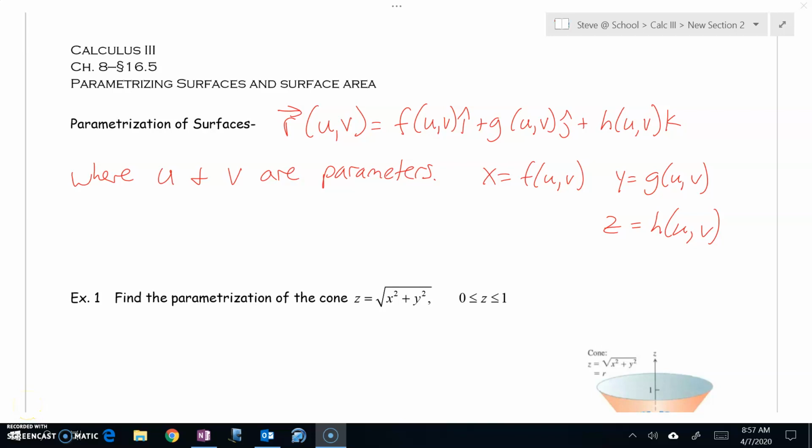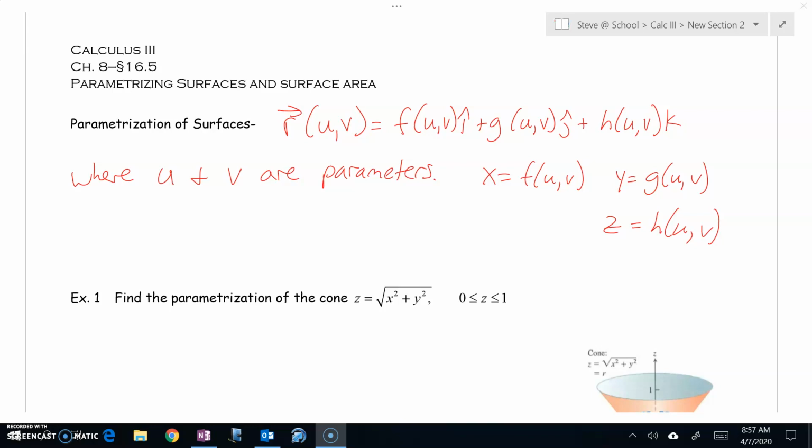Alright, Calc 3. Today we're starting the last chapter of Calc 3. We're starting with parametrizing surfaces and surface area. This gets a little confusing. Today not so much, but there's just a lot to the surface area integrals, especially if we do the implicit form, which we're going to do probably Monday or Tuesday. But, well, unless you're watching this another day.